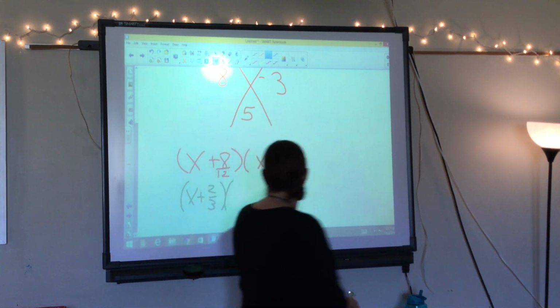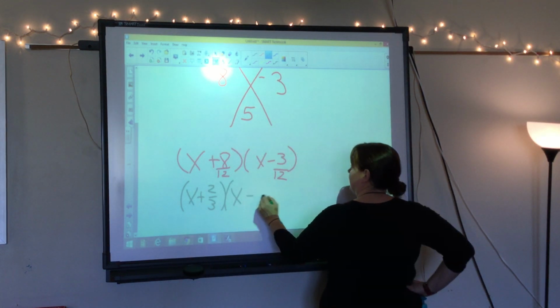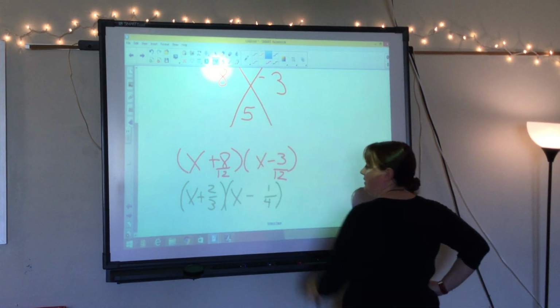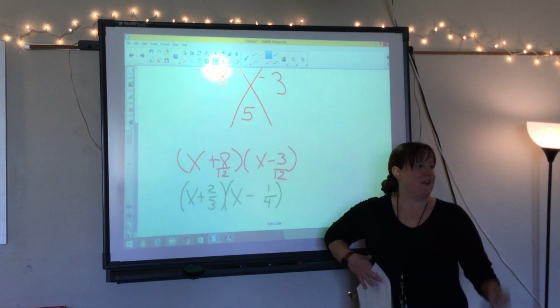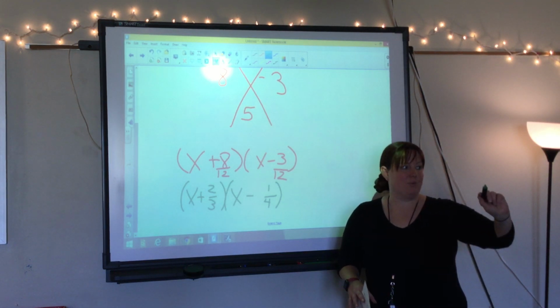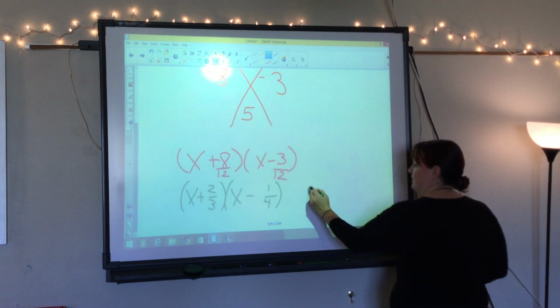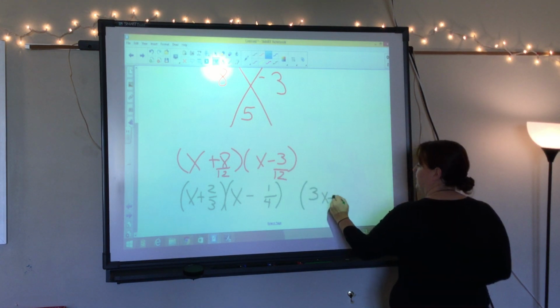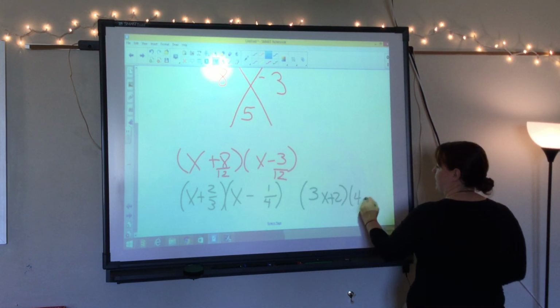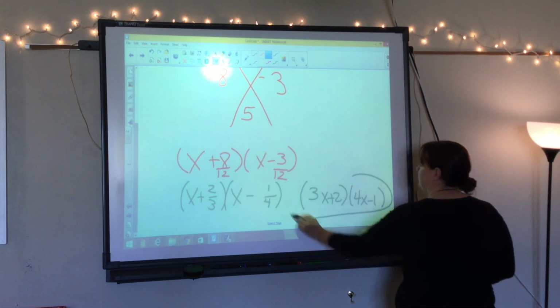And can this simplify? Yes. Then we slide them back over. So there would be 4x, so it'd be 3x plus 2 and 4x minus 1.